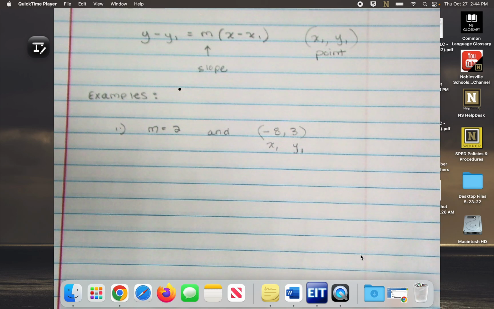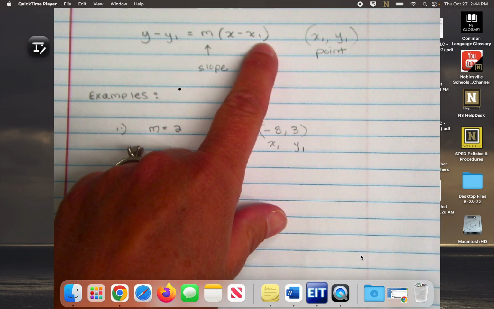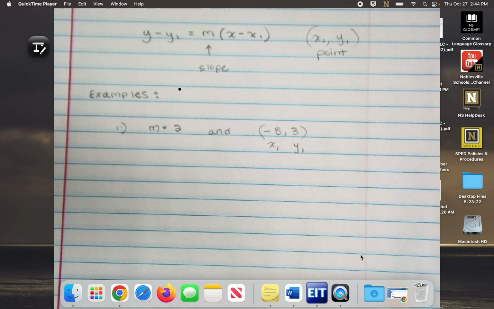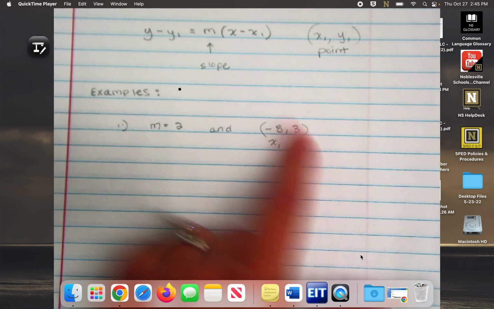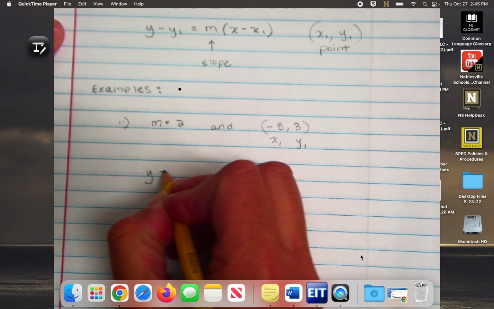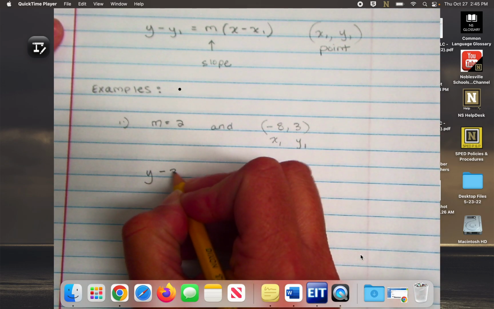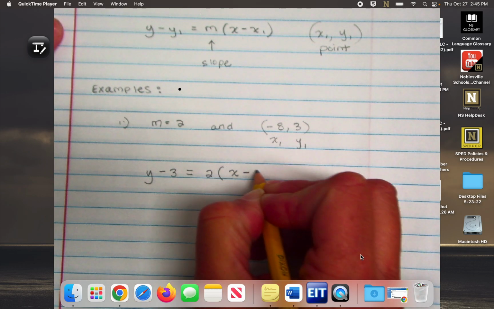Number one mistake with these is people put x1 where y1 goes and y1 where x1 goes, just because of the way you see them, but that's not where they go in the formula. So I'm going to take the slope and these x1 and y1 values and put them into this formula. So I'm going to get y minus 3 equals 2 times the quantity x minus negative 8.